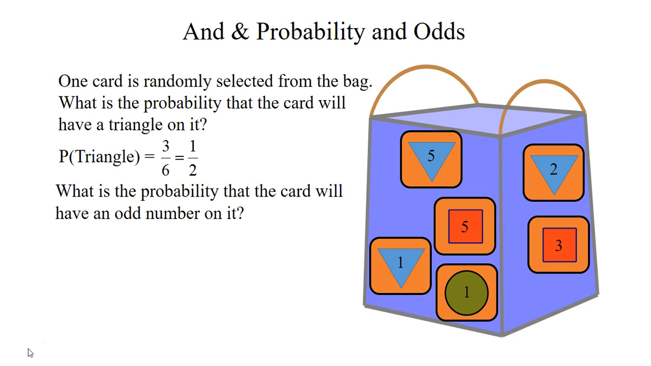Let's find the probability that it will have an odd number on it. The odd numbers are 1, 3, and 5 in the bag. So that's 5 of them out of 6. So the probability of selecting an odd number would be 5/6.